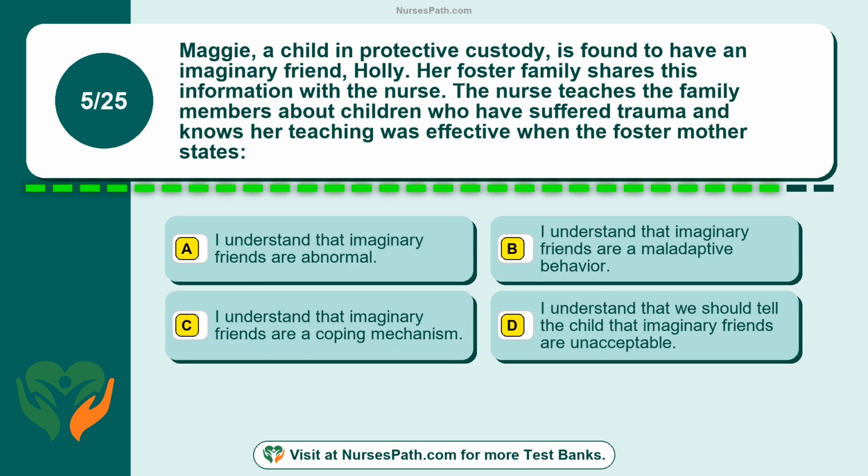Question 5. Maggie, a child in protective custody, is found to have an imaginary friend, Polly. Her foster family shares this information with the nurse. The nurse teaches the family members about children who have suffered trauma and knows her teaching was effective when the foster mother states. Option A. I understand that imaginary friends are abnormal. Option B. I understand that imaginary friends are a maladaptive behavior. Option C. I understand that imaginary friends are a coping mechanism. Option D. I understand that we should tell the child that imaginary friends are unacceptable. The correct answer is option C.